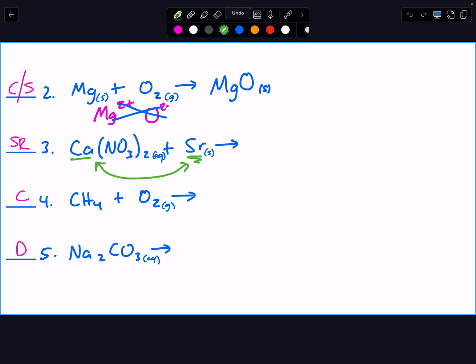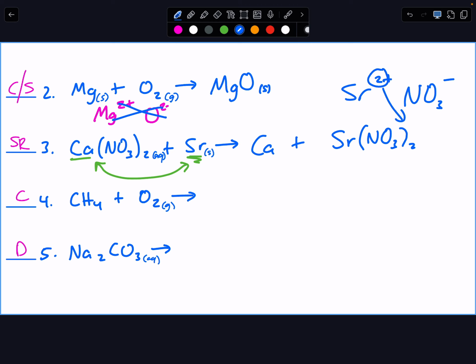Cross the charge, and I have to cross charges for who? SR and NO3. Beautiful. SR is what charge? 2. And NO3 is? Polyatomic minus. What's the formula? SR, parentheses, NO3, 2. Right, because how many NO3 should I have? 2. How many SRs should I have? 1. Make sense? Okay, now I need the states of matter.